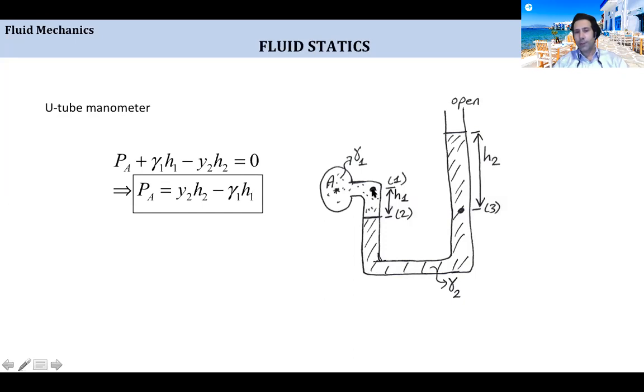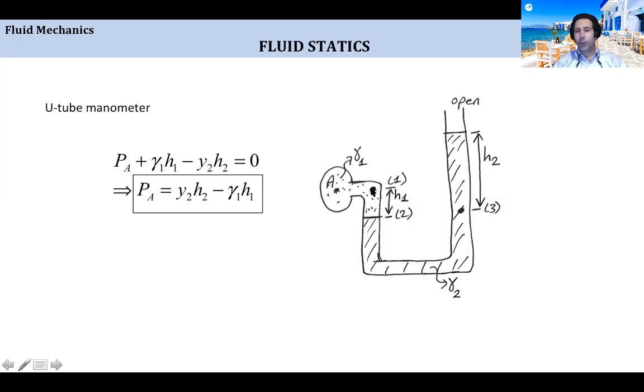So now we are at this point. We move down to the interface. Here's an important thing. We cannot move horizontally here and assume that pressure at point one is equal to pressure at this point, because the fluid changes. This is a different fluid. If it was the same fluid, we could move across. But since these are two different fluids, we cannot move across.